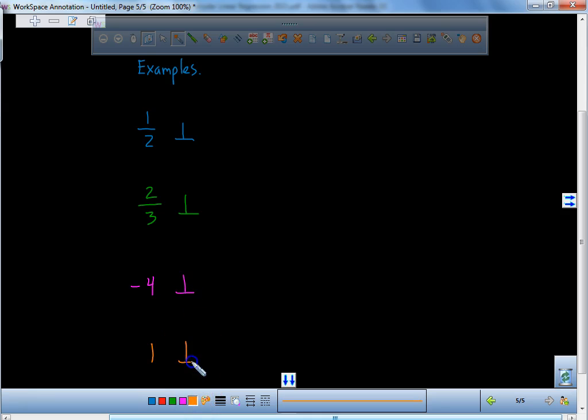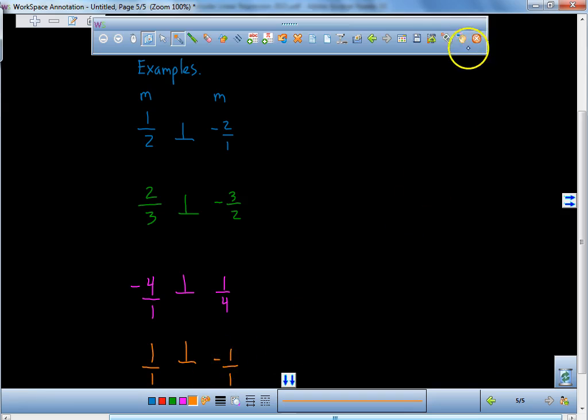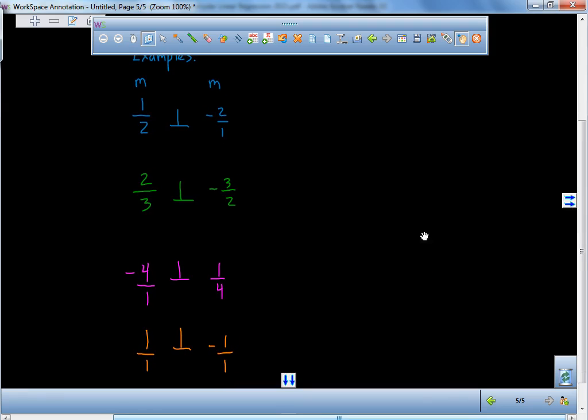Perpendicular. All right, so if my slope was 1 over 2, my new slope will be negative 2 over 1. If my slope was 2 over 3, my new slope would be negative 3 over 2. If my old slope was negative 4, which is technically negative 4 over 1, then my new slope would be positive 1 over 4. If my old slope was positive 1 over 1, then my new slope would be negative 1 over 1. These are what's called negative reciprocals of each other.